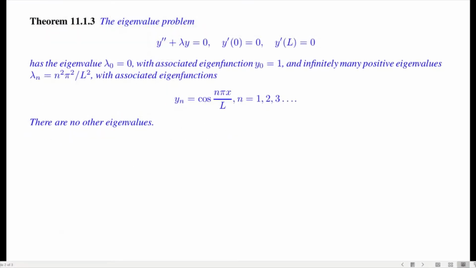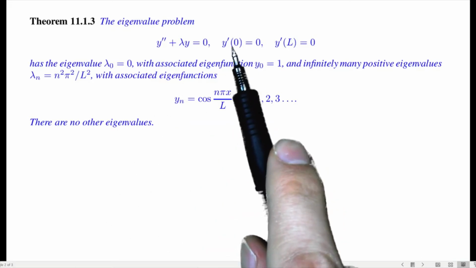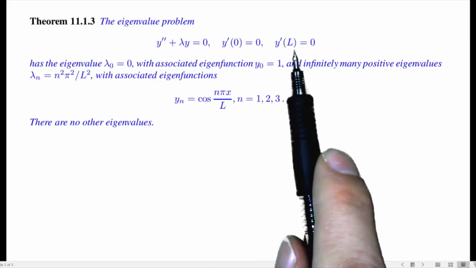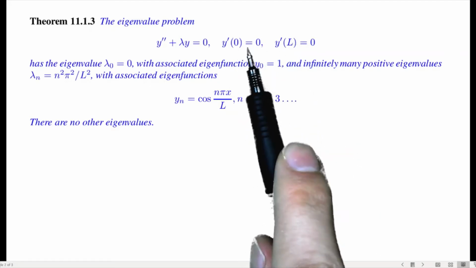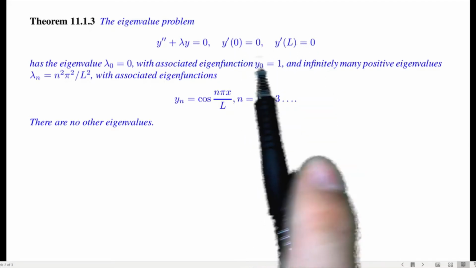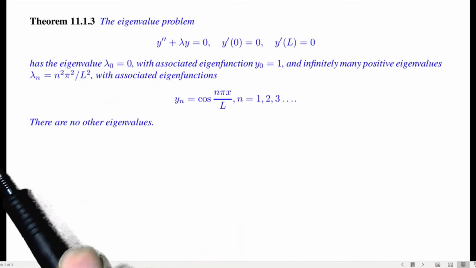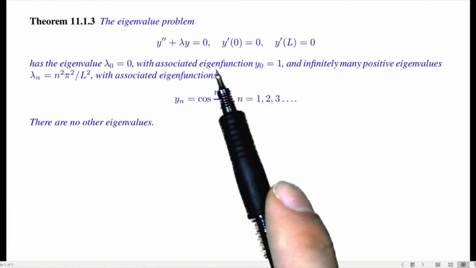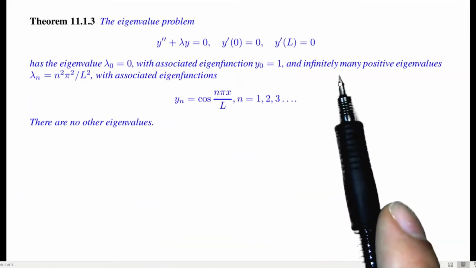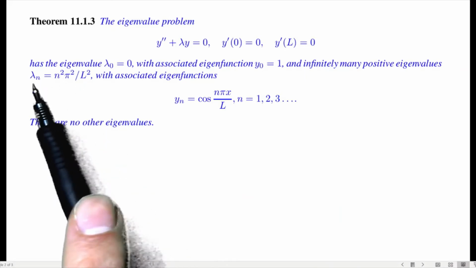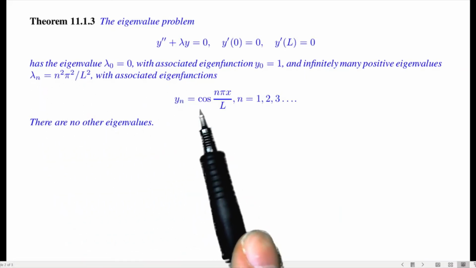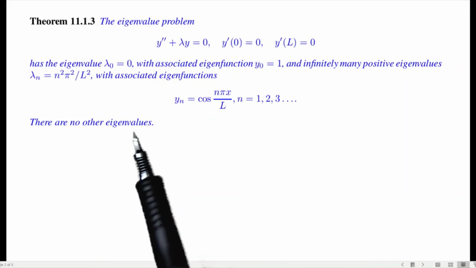We remember that this all boils down to an eigenvalue problem. So we have to choose the eigenvalue problem that corresponds to the boundary conditions that we have. And the boundary conditions have to do with the derivatives at the endpoints of our interval. So we're going to be using this eigenvalue problem with the derivatives set equal to 0. And we know that the result here is that this has eigenvalue 0 associated with the eigenfunction 1, and infinitely many other positive eigenvalues given by this, with associated eigenfunctions given by cosine. And that's all of the eigenvalues.